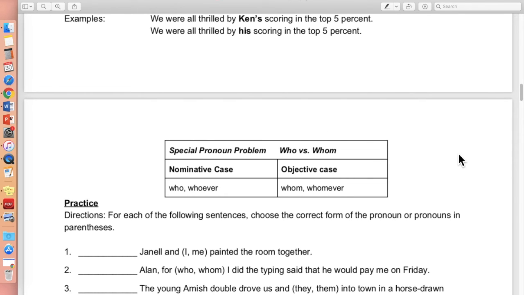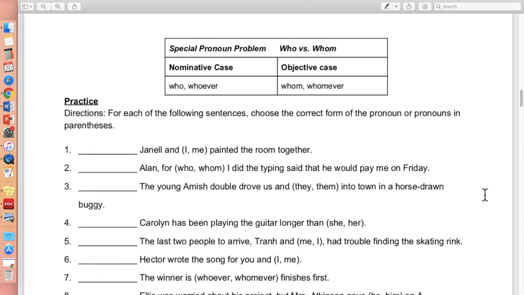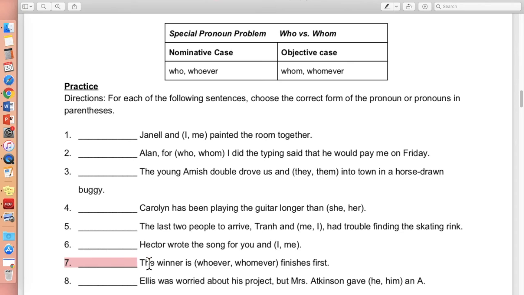So I will give you an example. Let's go to number 7 on the practice. I'll give you this answer here. Sorry for those of you who have already done it, but here it is. The winner is whoever finishes first, whomever finishes first.